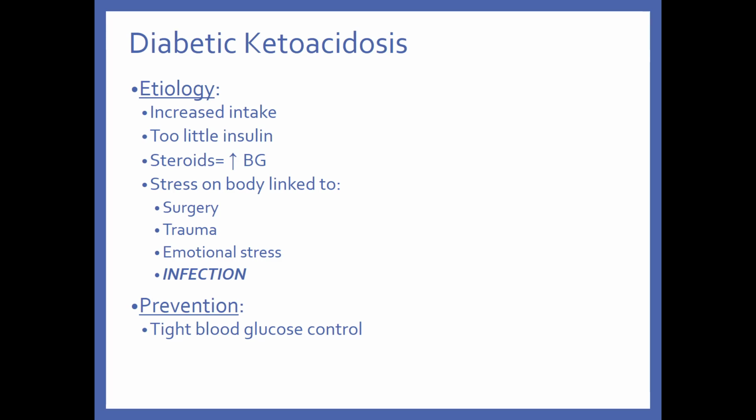If we're talking type 1 diabetes, a lot of times we're talking children, and they of course are exposed to infection all the time in school and everything. So that is probably the number one culprit for why kids will go into DKA. And preventing it is just through really good tight blood glucose control.